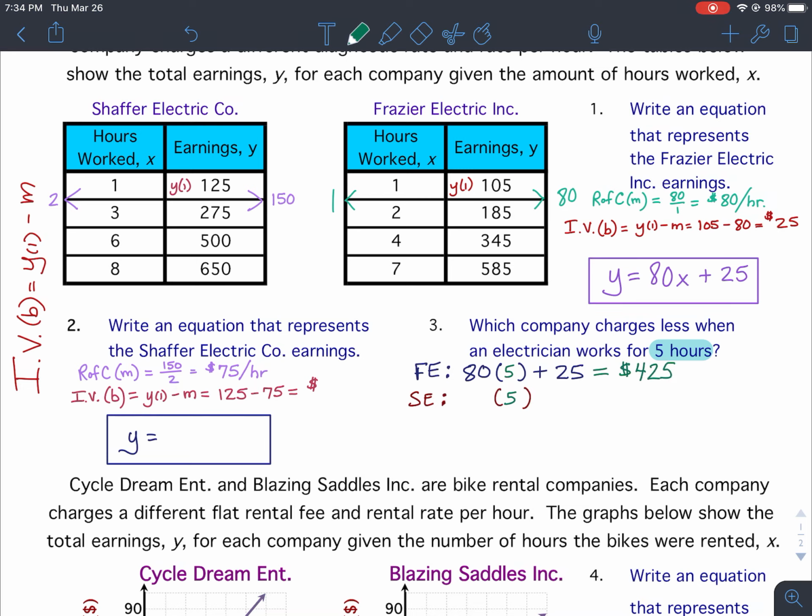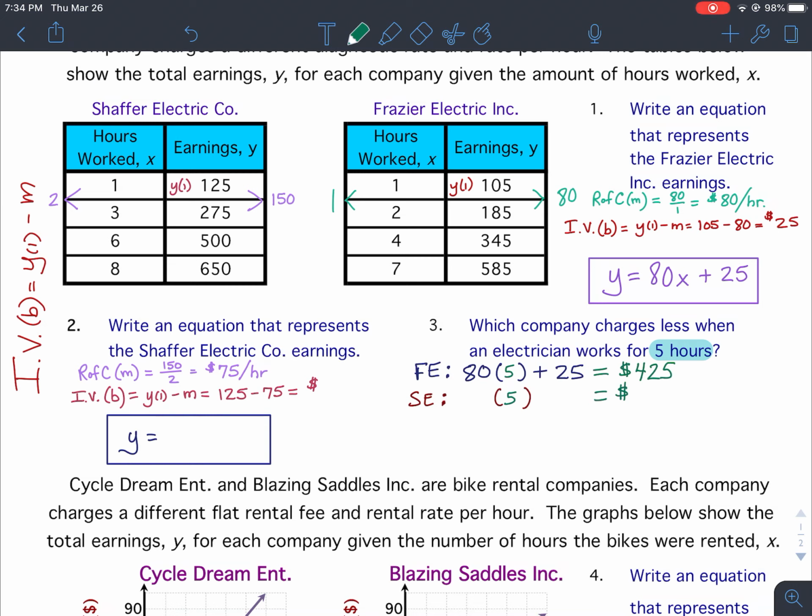425. So you're going to do the same thing for Schaefer Electric on your own, and you're going to compare the numbers. And then you've got 3 options for an answer. Your answer to number 3 will either be Fraser Electric Company charges less for 5 hours, Schaefer Electric Company charges less for 5 hours, or there is one more option. It is possible that they charge the same amount for 5 hours.